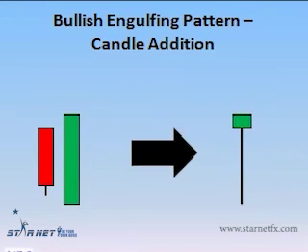So what does this single candle represent? Remember, it occurs at the bottom of a downtrend. That's right, a bullish engulfing pattern through the process of candle addition becomes a green hammer. Once again, a bullish reversal pattern.